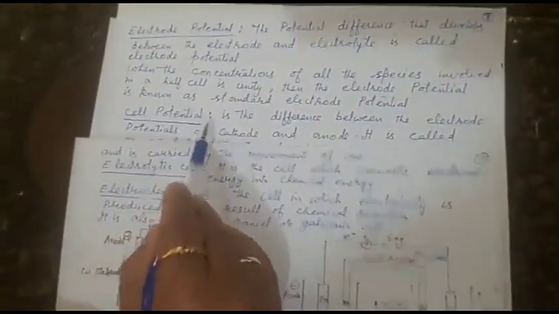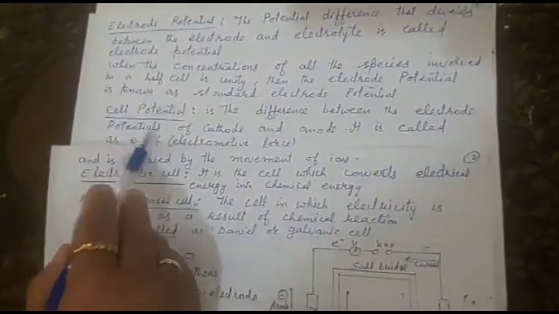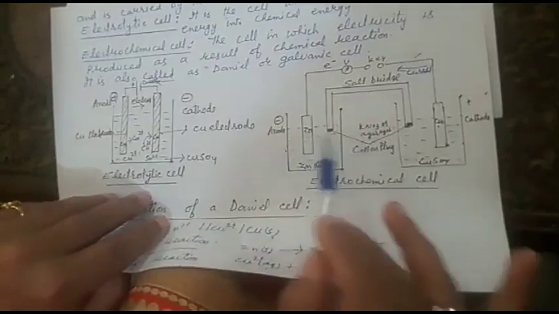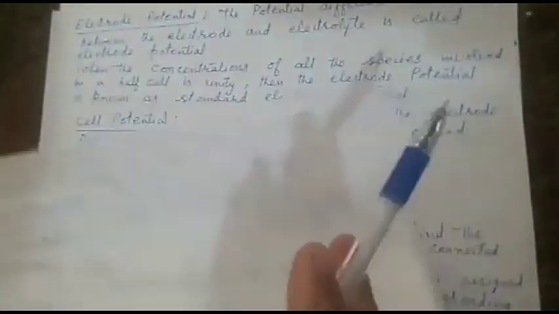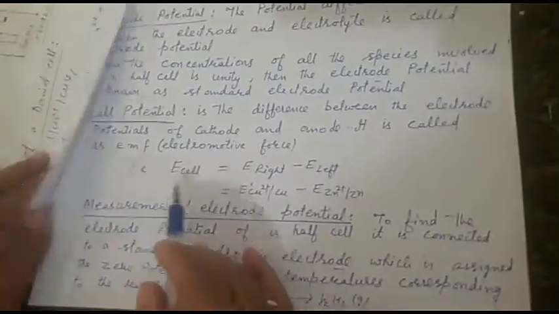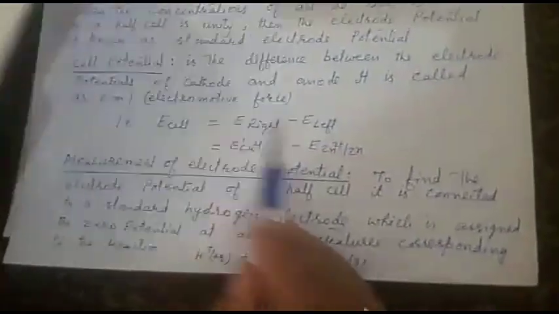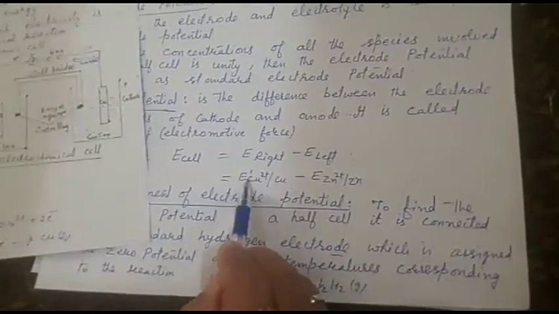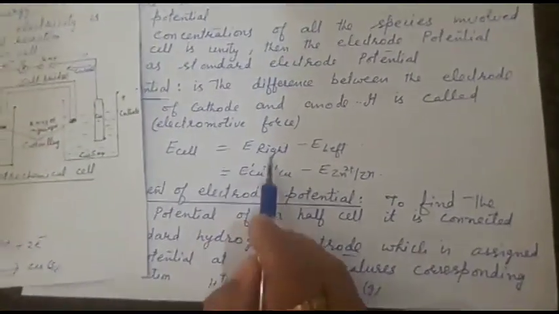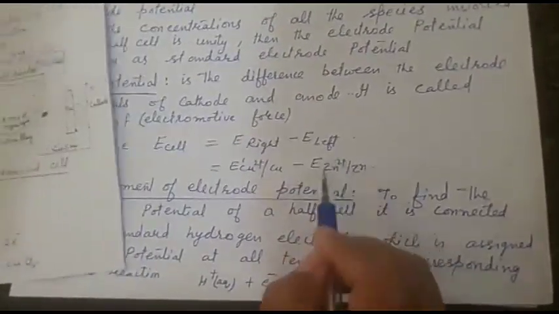Now, what is cell potential? Cell potential is the difference between the electrode potentials of the cathode and the anode. That is, E cell is equal to E right minus E left. Here you have copper and copper sulfate, so it will be the electrode potential of copper, Cu2+ oblique Cu, minus the electrode potential of zinc. So this gives you the cell potential.